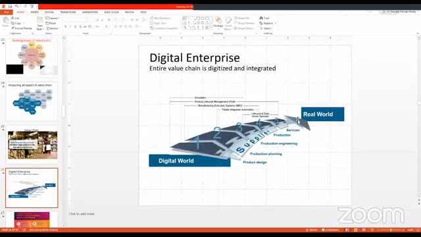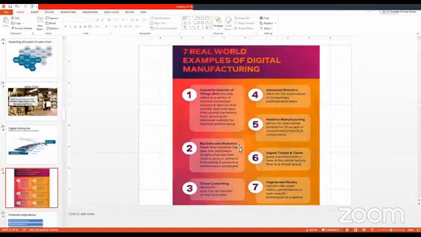When the component goes into the market, there is going to be a lot of feedback that comes and can be shared across. All this is enabled by digital manufacturing. And of course, as mentioned, there are 7 real world examples of digital manufacturing.